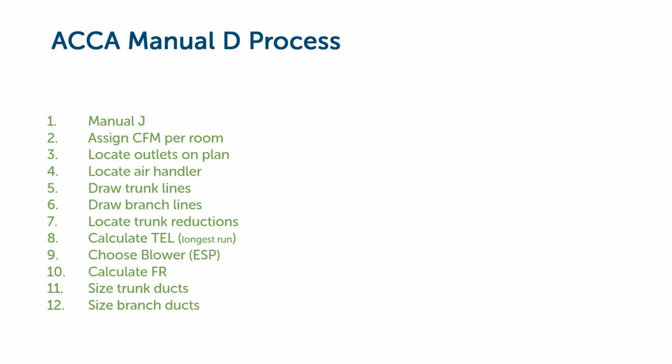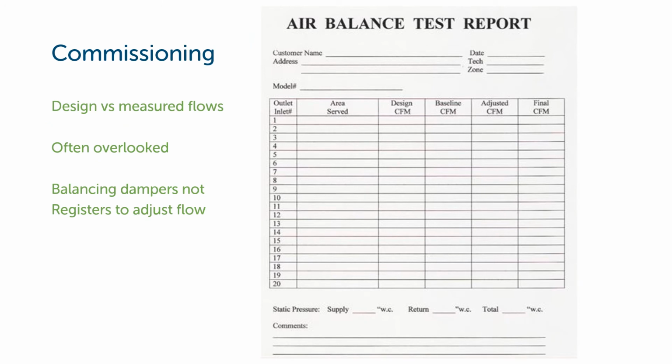ACA Manual D process. So we've been through all of this in the training. We talked about the Manual J and assigning a CFM for each room, locating the outlets and drawing the trunk lines and branch lines. We've discussed all of this stuff at length so far. And what we haven't discussed is what happens next. If it were up to me, step 13 in the ACA Manual D process would be commissioning. A few thoughts about commissioning.